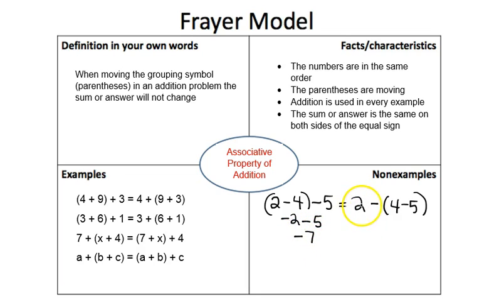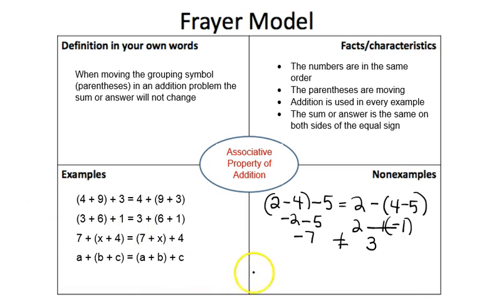On this side of the equal sign, I would need to do parentheses first. 4 minus 5 is negative 1. 2 minus a negative 1. When you see a double negative next to each other, what that means is, what is the opposite of a negative? It's a positive. So that would be 3. Does negative 7 equal 3? No. That's why subtraction will not work with this property.